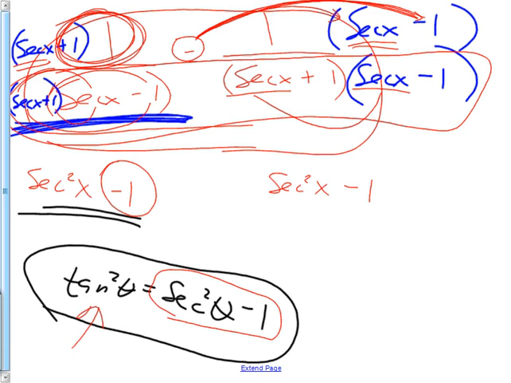So the final answer is not secant. There's not secant down there anymore. What's on the denominator now? We replaced that with what? Tangent squared. So the top simplifies down to just 2. The bottom simplifies down to tangent squared.